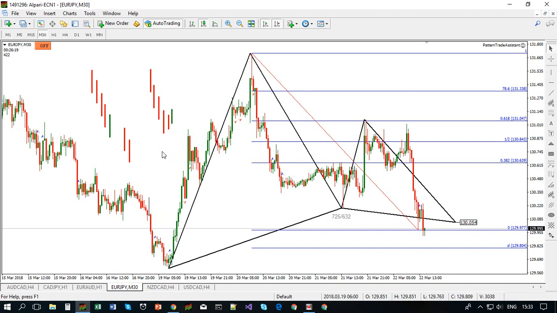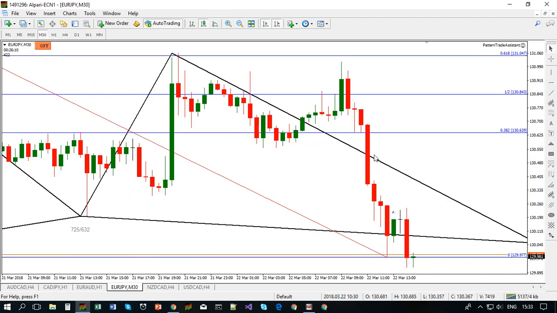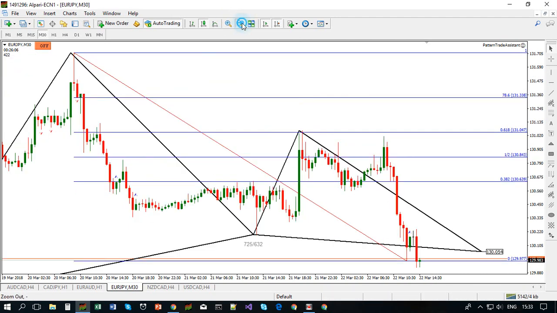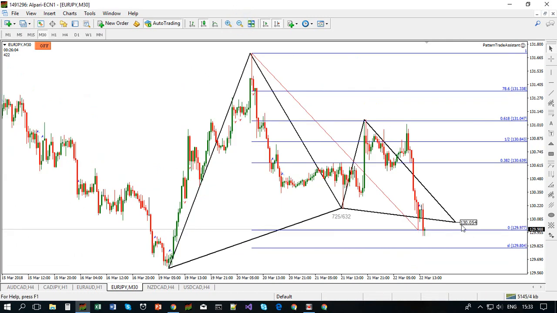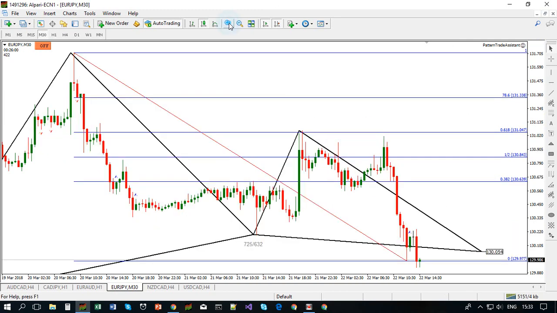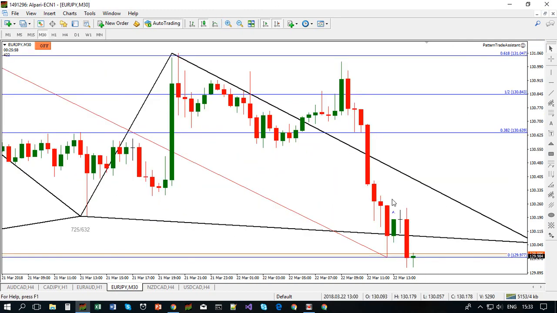Okay, now let me delete that stuff. Hope you have written it down, and let me go into the details of this particular trade. So the pattern was completed as price crossed this 130.054. So let me zoom it in.